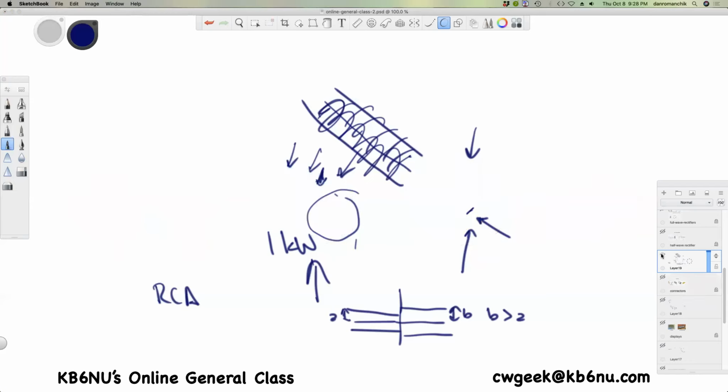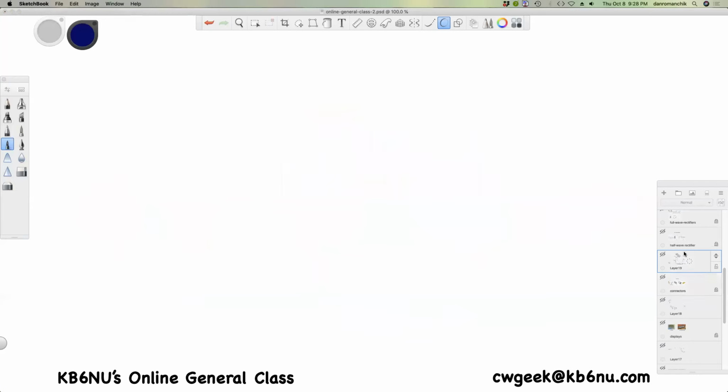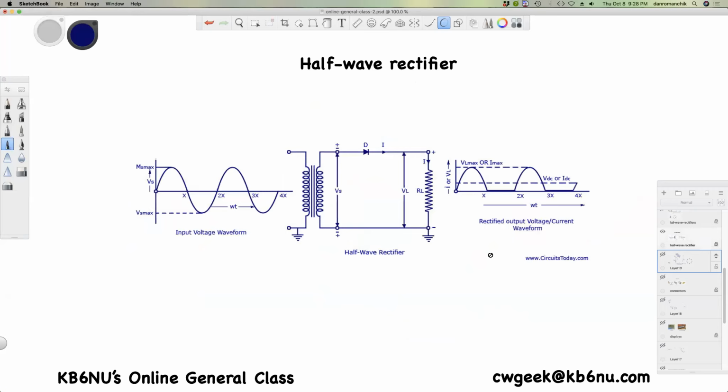All right. So now we'll talk about some practical circuits. And the first thing we'll talk about is the half-wave rectifier, actually, and all kinds of rectifiers, but the first thing I have is a half-wave rectifier.